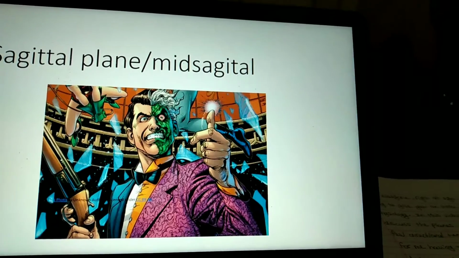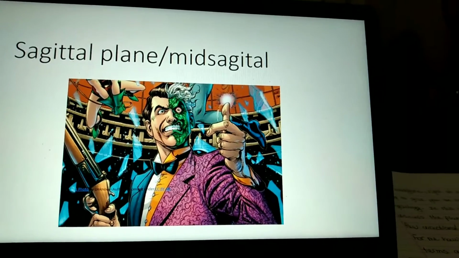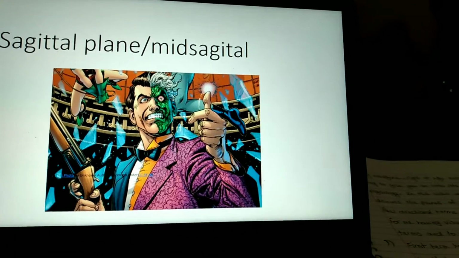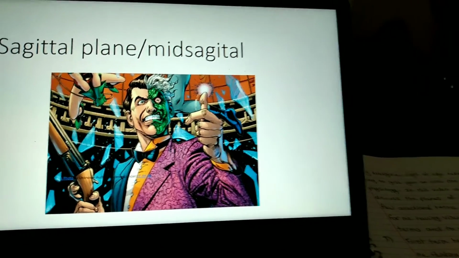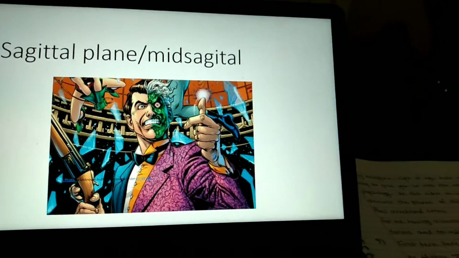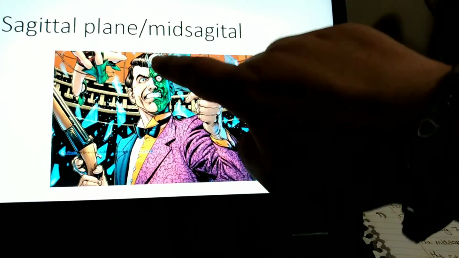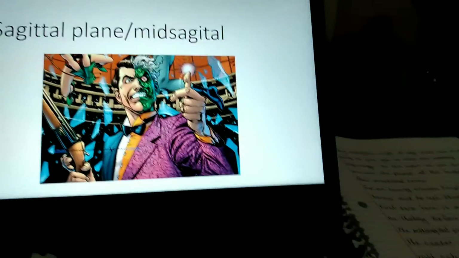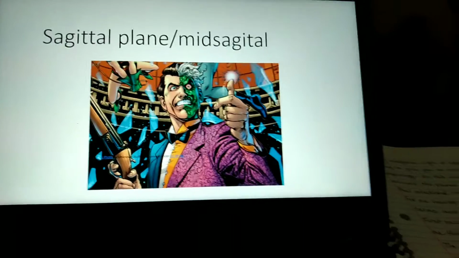And for me, it's thinking of Two-Face here from Batman. Is a great representation. The mid-sagittal plane cuts a person right down the center, vertically, separating them from the left and the right side of the body. As you can see here, it goes straight down his nose and keeps down to the what's called midline or middle of his body.